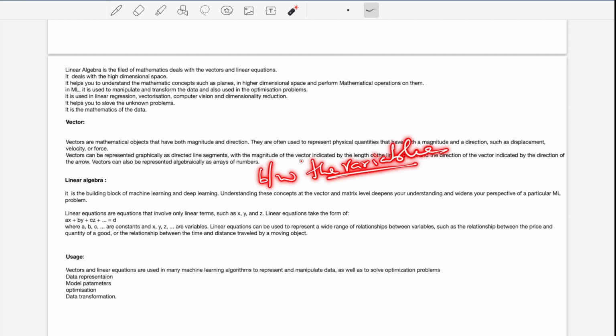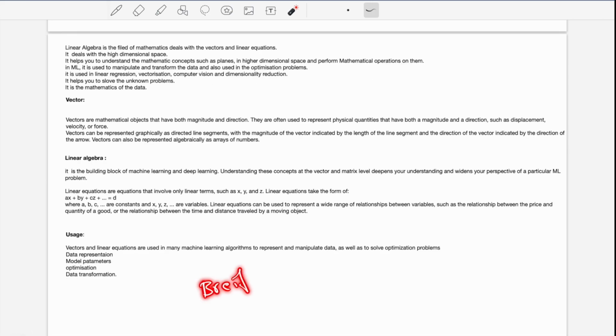It is used in high dimensional space. It helps to solve for unknown values. It is also used in linear regression, vectorization, computer vision, and dimensionality reduction. So this is a brief introduction to linear algebra.